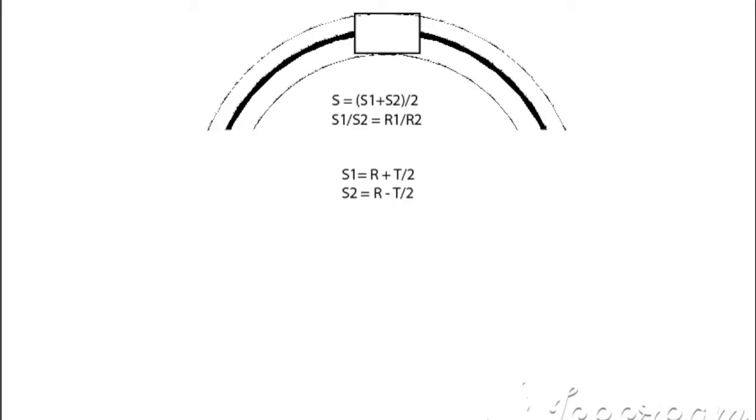Now if we substitute into the previous formula, we get (R plus T over 2) over (R minus T over 2). And solving down, we end up with the formula S plus or minus the speed times the track over 2 times the radius.